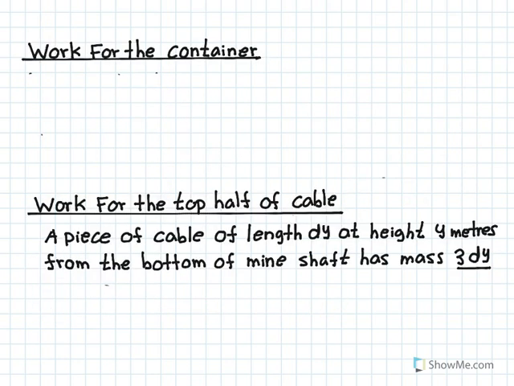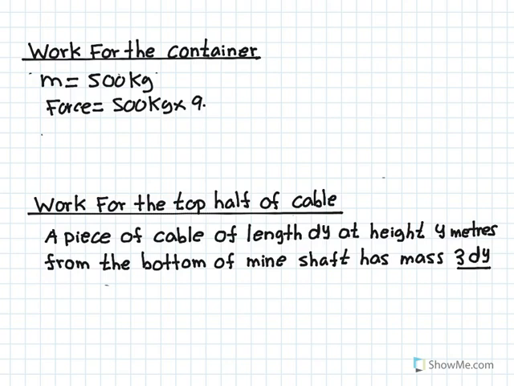All right, let's find the work for the container. The mass of the container of diamonds is 500 kilograms. Force is mass times gravity. That's 500 kilograms times gravity, which is 9.8 meters per second squared. If we put this into the calculator, 500 times 9.8, this is 4,900 newtons.